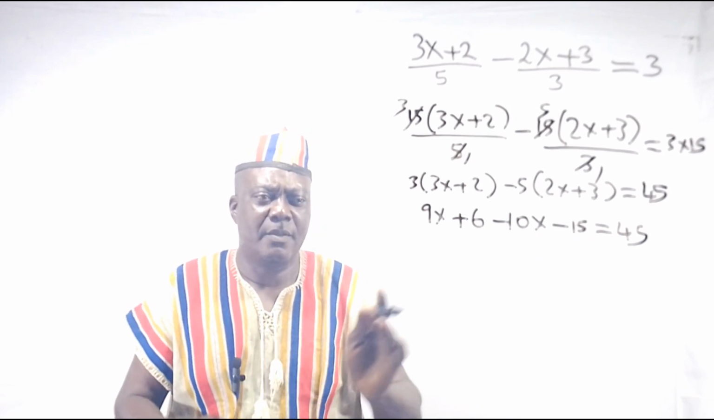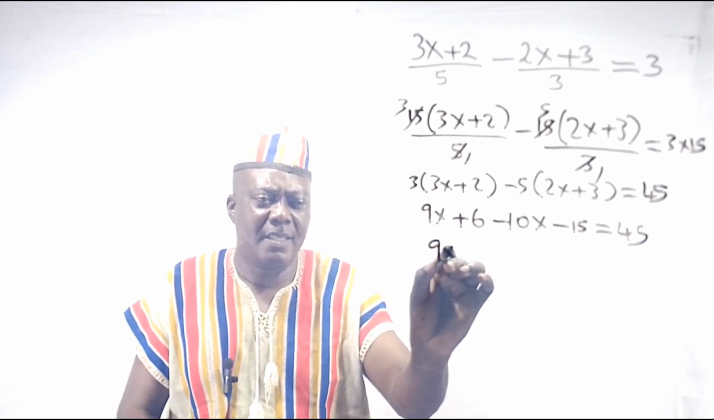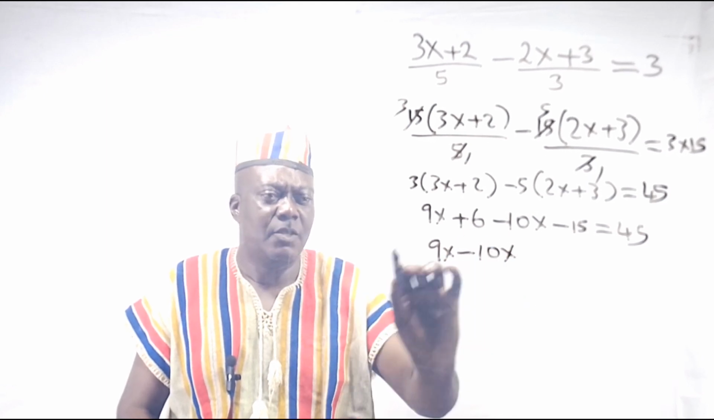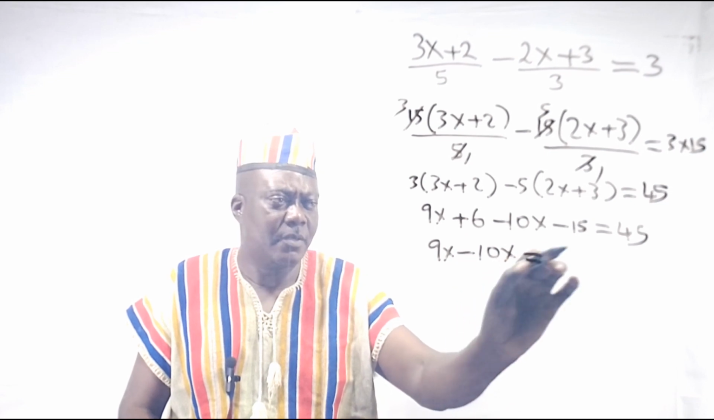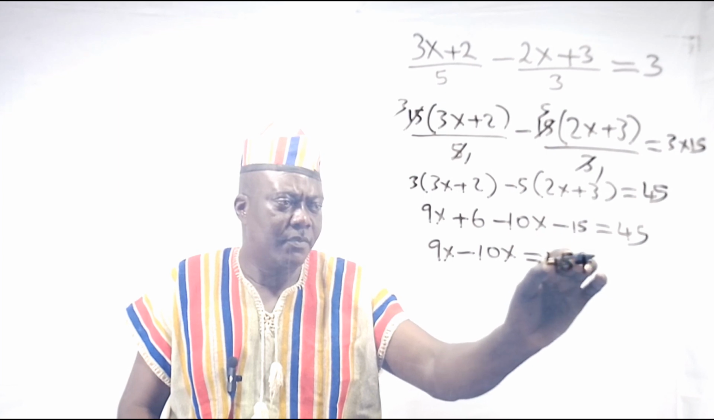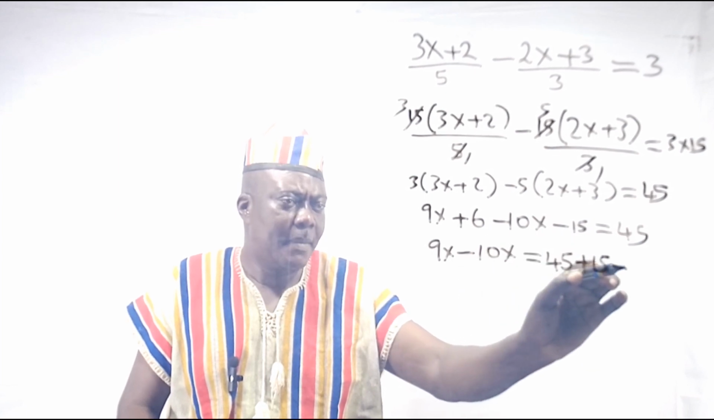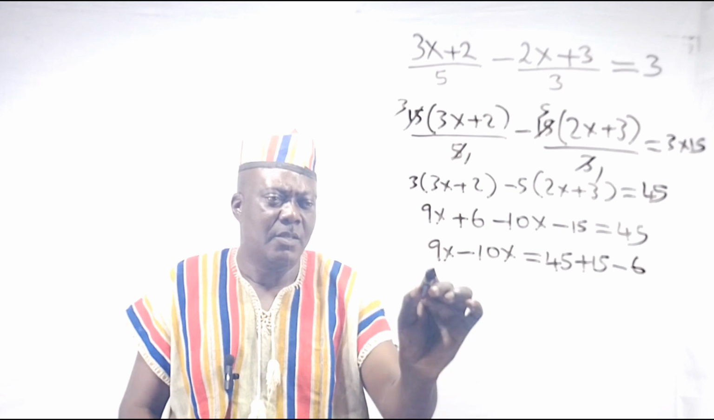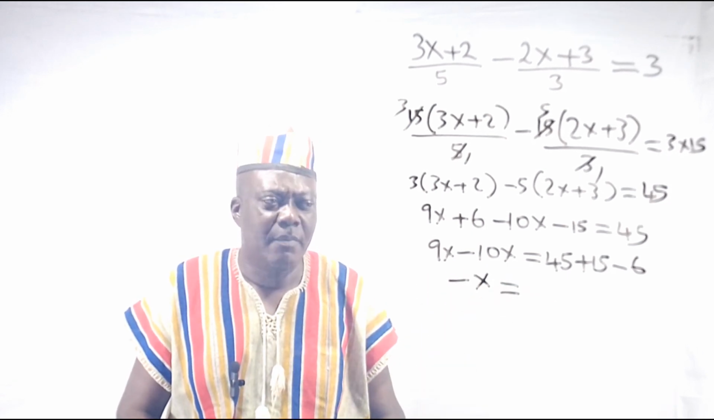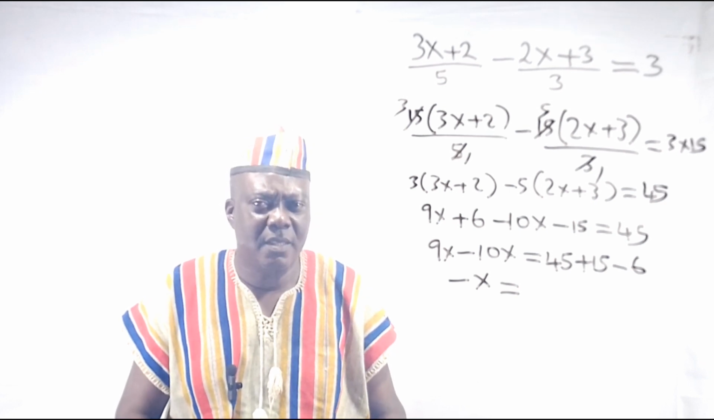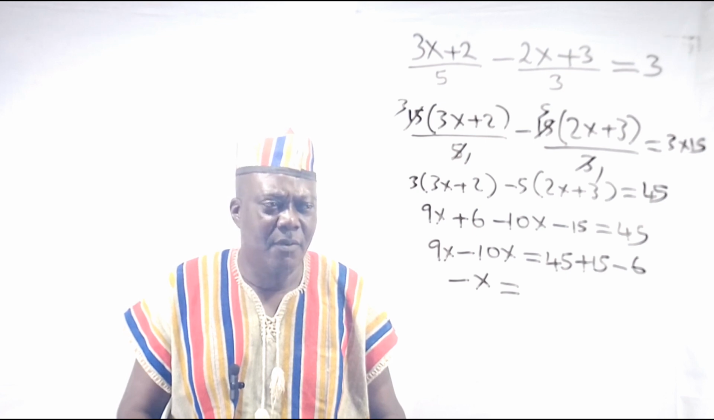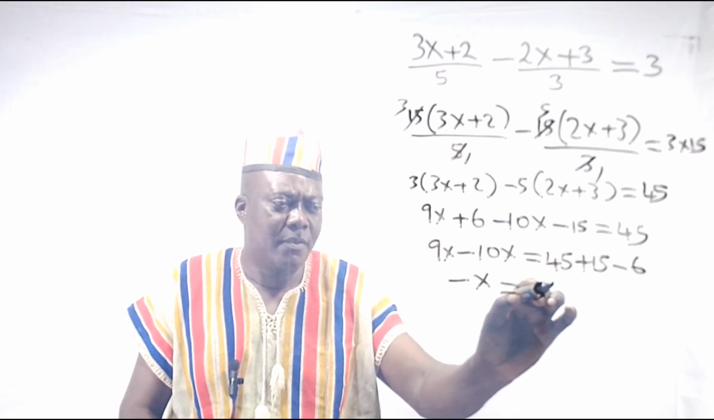Now you collect like terms. This one will become 9x minus 10x. So you are done with the x now, equals 45. This one will become plus 15 minus 6. So this one will become minus x equals 45 plus 15, 60. 60 minus 6, 54. This one will become 54.